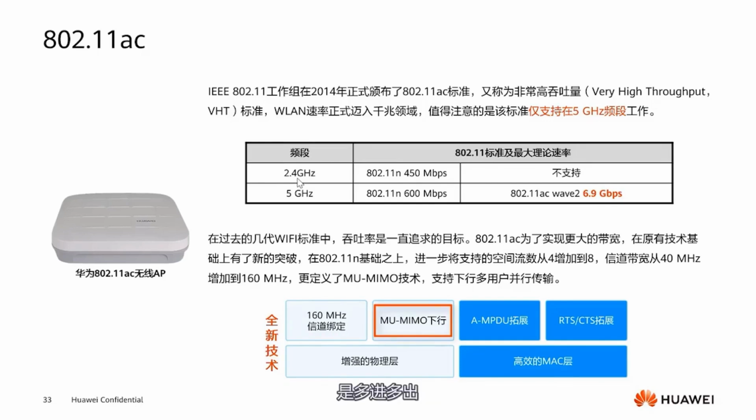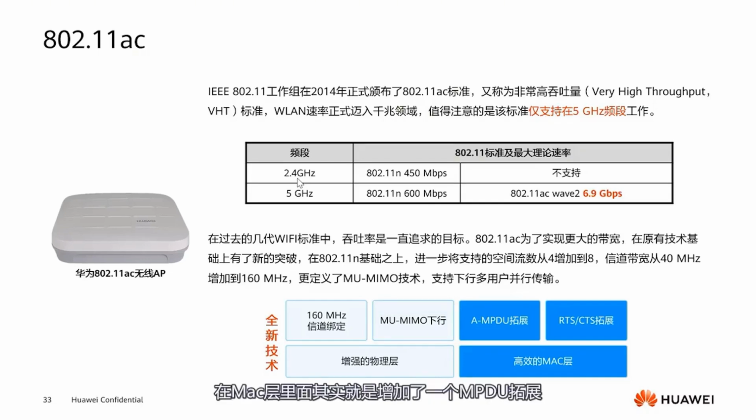In the MAC layer, it essentially adds an MPDU expansion, which is actually a further expansion of the previously mentioned frame aggregation technology. Another addition is the RTS/CTS, ready to send, clear to send mechanism, used to coordinate when channels are available or not. This is 802.11ac.